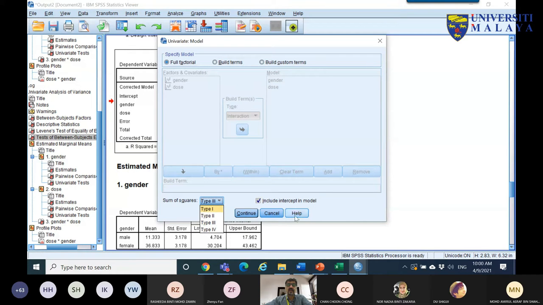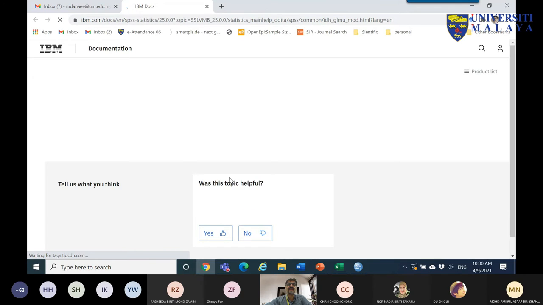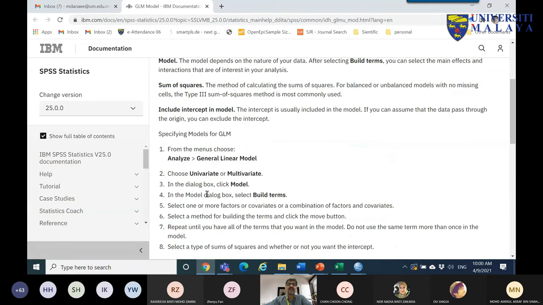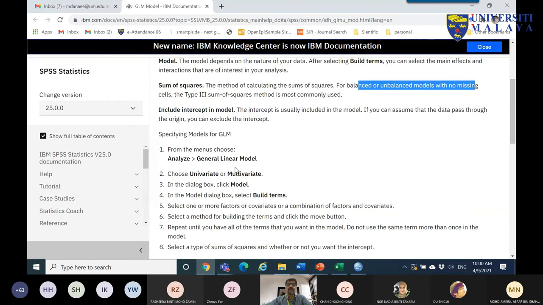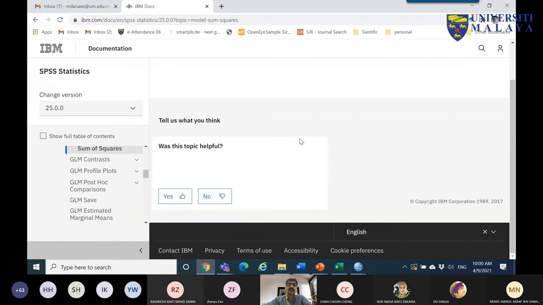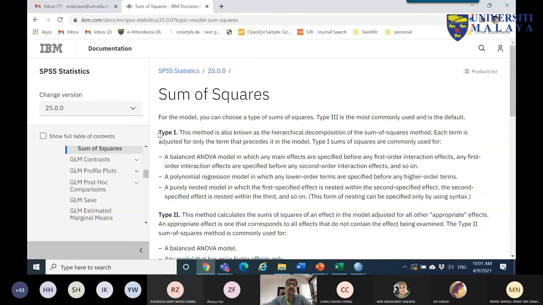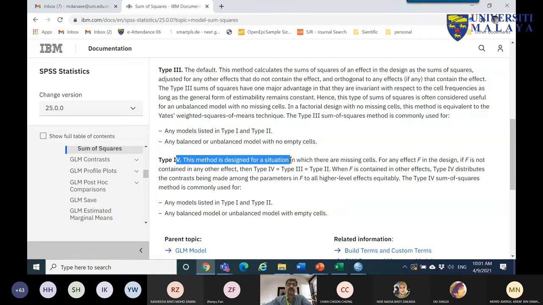But if you have some issue, of course, if you are interested, you can go through the help here always, correct? You can just click and find the explanation of the sum of squares. Usually type 3 is the commonly used technique for balanced or unbalanced models with no missing data. But if you have missing data, then you can use type 1 or 4. If you are interested, you can find more details in the SPSS guideline. There are more explanations here about type 1, type 2, type 3, which is the most commonly used, and type 4, especially when you have missing data, as I mentioned.